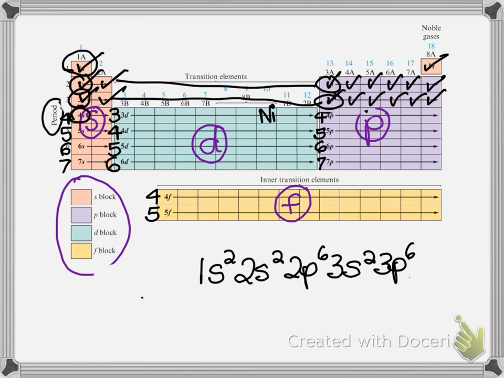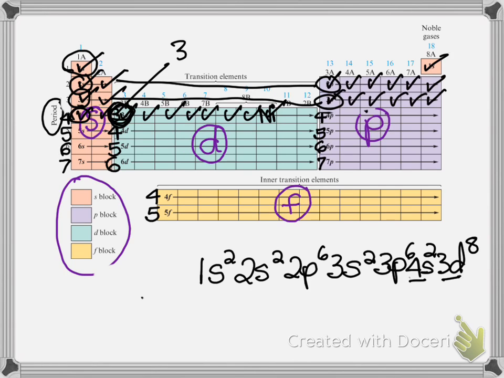Then I come down to 4s. Oh, I might run out of room. I go 1, 2. No, I won't. Good. Then I go to 3d. I go 1, 2, 3, 4, 5, 6, 7, 8. Now you're like, wait, you went 4s and then 3d. Well, remember, the transition elements are 1 less in energy levels than the row that you're in. This gives the transition elements kind of different chemistry because they have 2 levels that are not complete. So that's kind of cool.